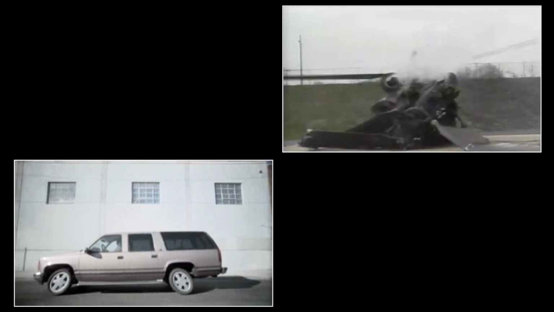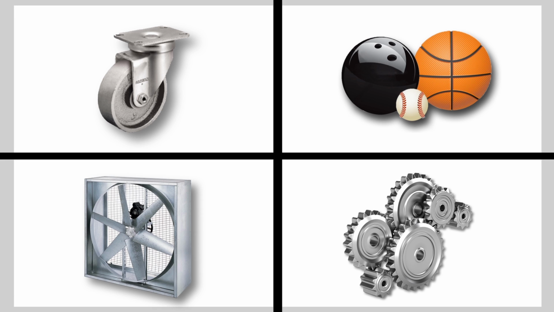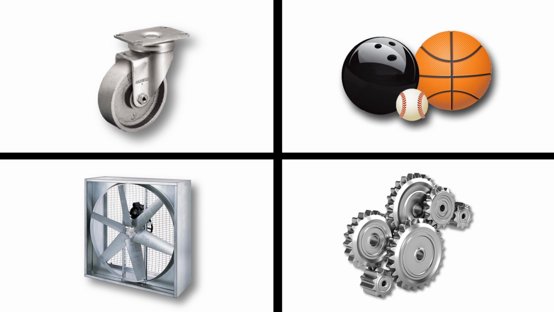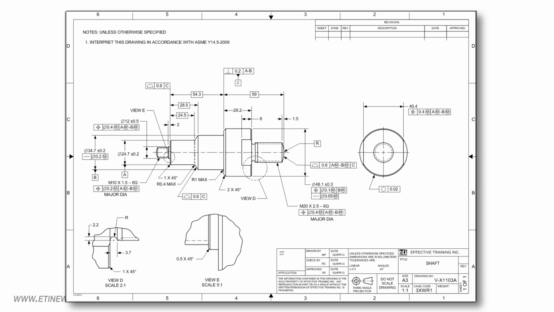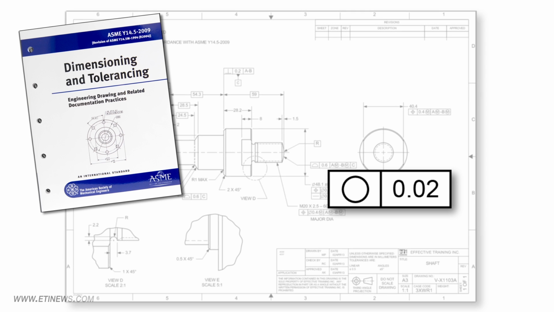Objects with circular elements, such as wheels, gears, balls, and other circular shapes, don't have to be perfectly round, but they do have to be round enough to function as intended. The best way to communicate the allowable roundness deviation for circular shapes is to use a geometric tolerance, such as the circularity tolerance. The circularity tolerance shown here is from the ASME Y14.5 standard on dimensioning and tolerancing.